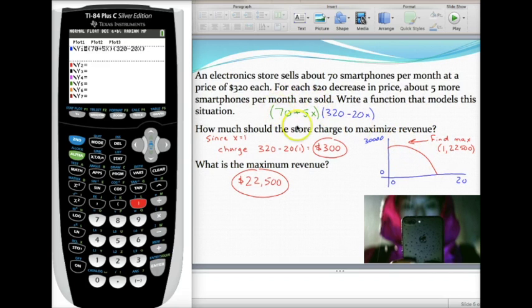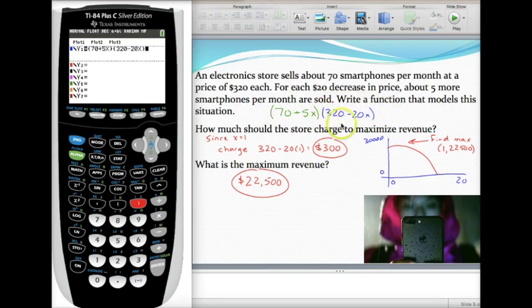So one parentheses should always be about how much stuff you're selling. Right now I'm selling 70 smartphones, and I noticed that when I change the price, I sell about 5 more. So 70 plus that 5, and X is going to represent how many times you change the price. Each time you change the price, you sell 5 more smartphones, starting at 70. There's my green parentheses, my first part.